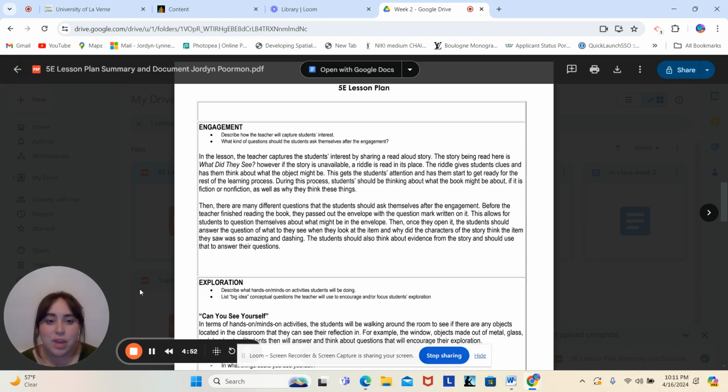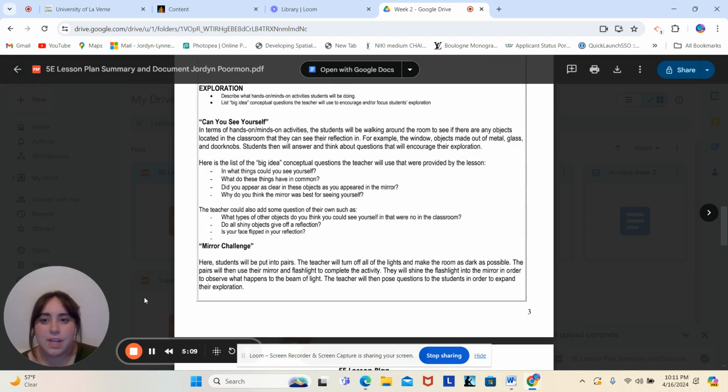Determine that. And then once they open it, they will answer questions like, oh, what is the item? Were you correct? What did the characteristics of the stories think of the item? And so on and so forth. So they are taking what they're reading and applying that to these questions.